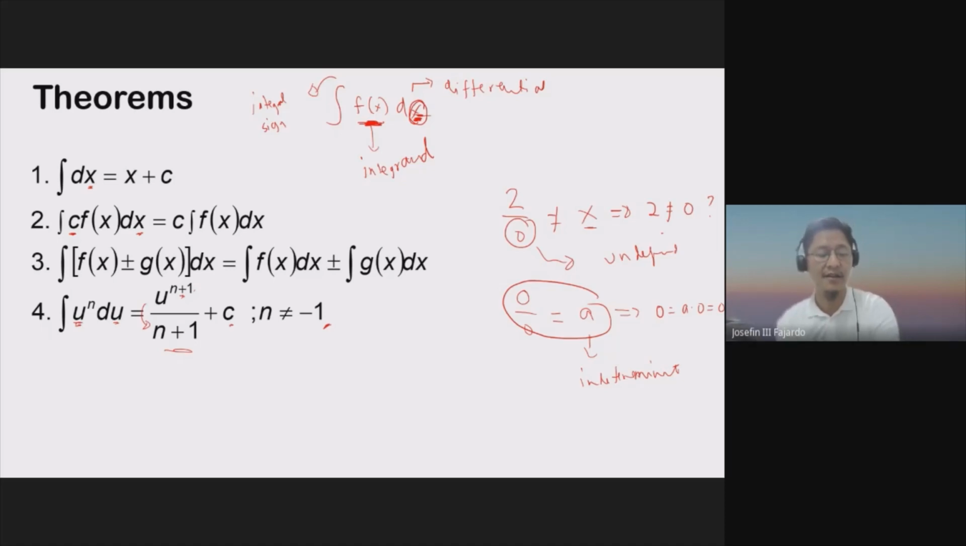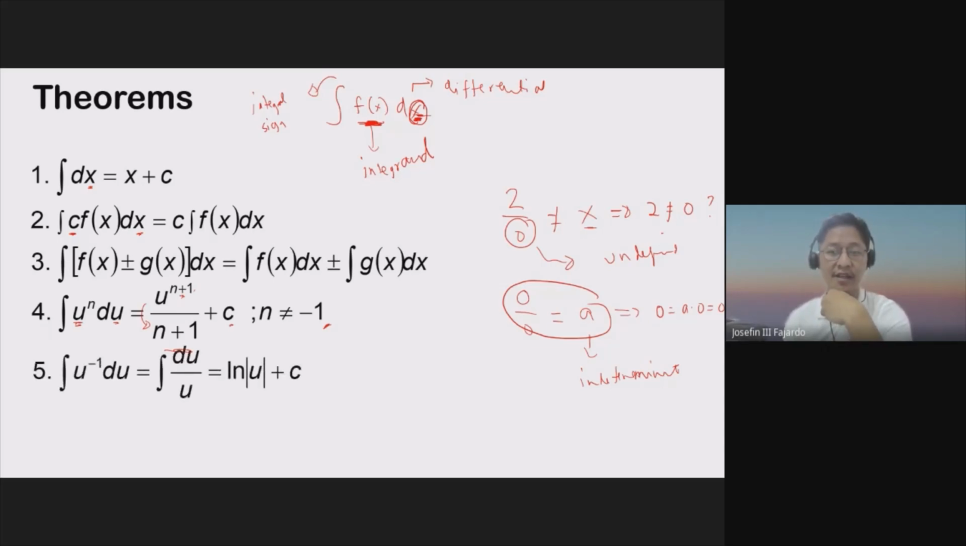Okay. Now, so dahil hindi siya pwede sa negative 1, we have to have another rule for this. So when n is equal to negative 1, we have rule number 5. Okay, so the integral of u to the negative 1 or du over u is just ln of absolute value of u plus c.